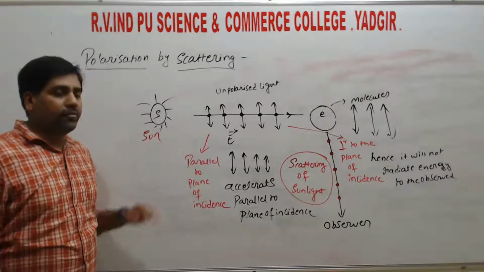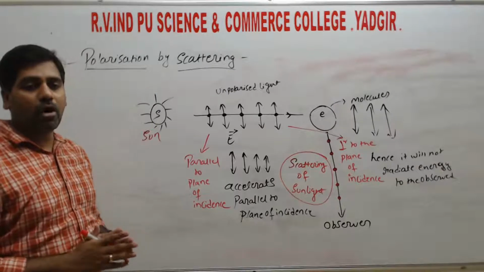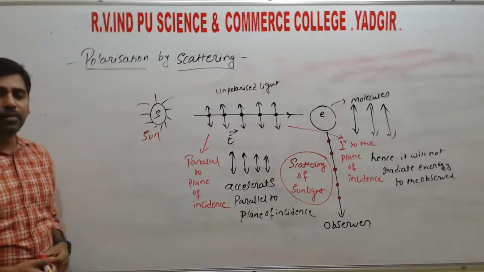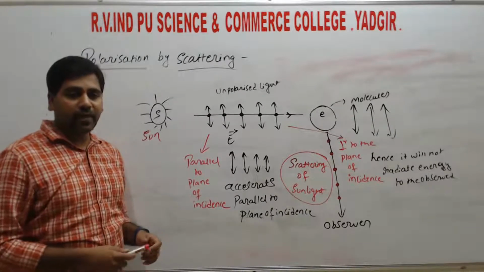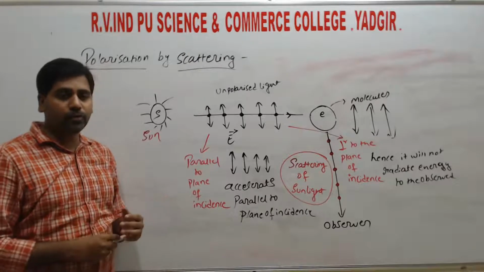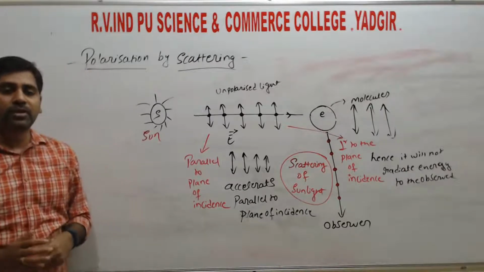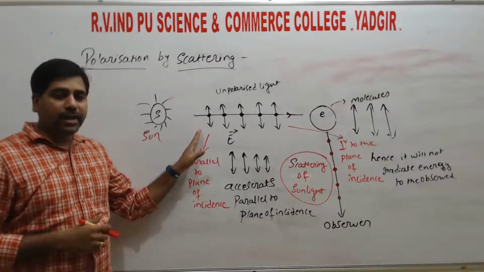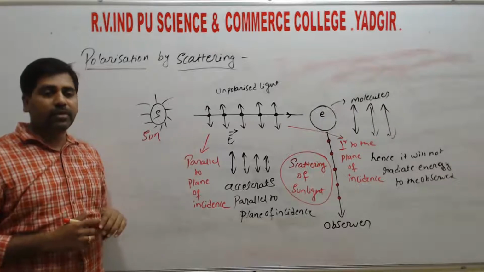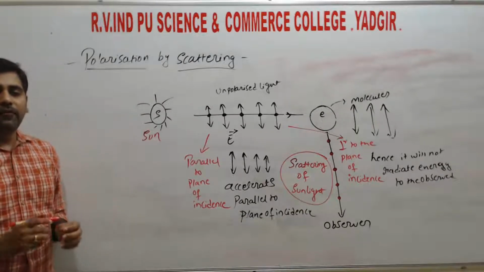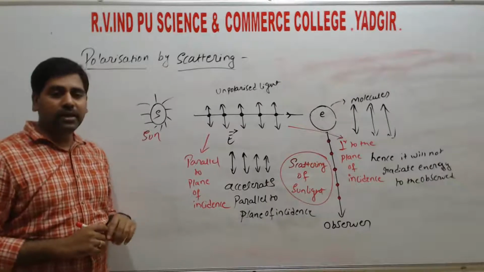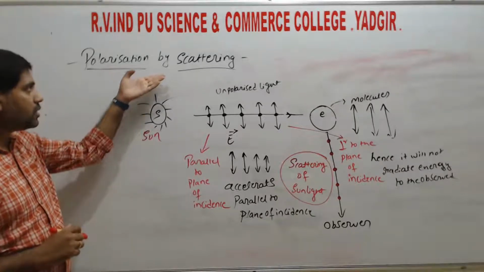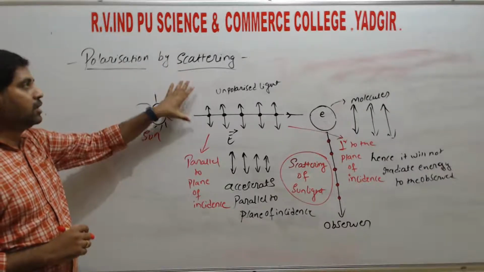So by this, we completed the chapter wave optics. In wave optics, we studied Huygens principle. By using Huygens principle, we studied reflection and refraction. Then we studied the principle of superposition. By using the principle of superposition, we discussed interference, and in interference, we have one experiment, that is Young's double slit experiment. From that we derived the fringe width. Next, we studied diffraction and polarization. In polarization, that is by reflection and by scattering.